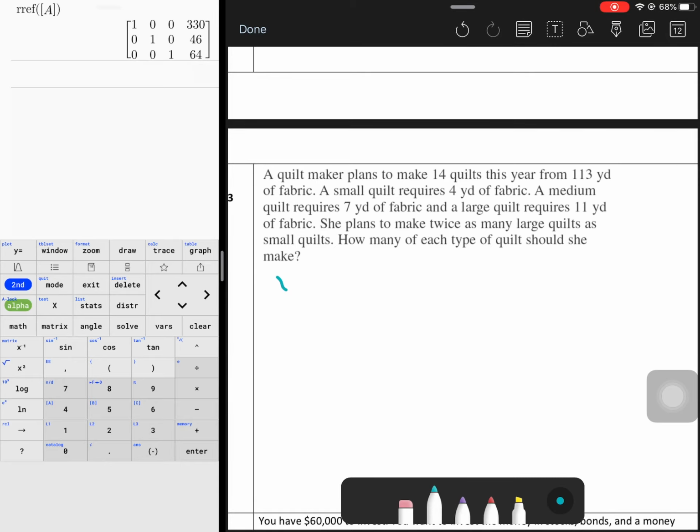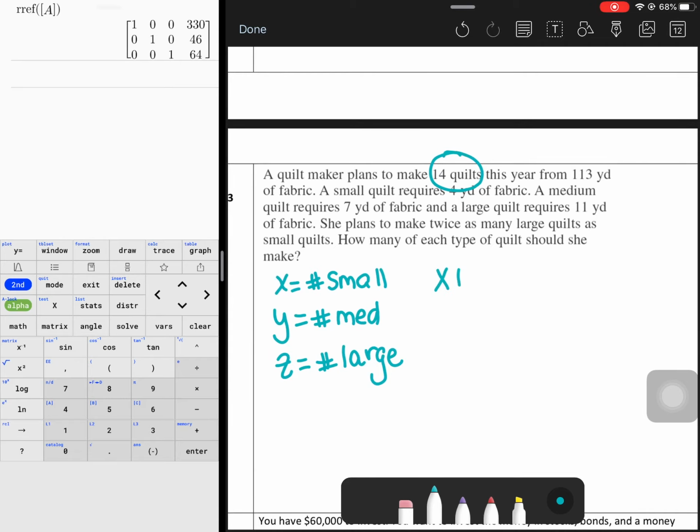So first I'll set up my variables. X is going to stand for the number of small quilts that I make. Y is going to equal the number of medium quilts that I make. And Z is going to equal the number of large quilts that I make. So the first equation is going to be how many quilts I make. That would be to add all of the variables together since they represent the number of each kind, and that's going to be 14.